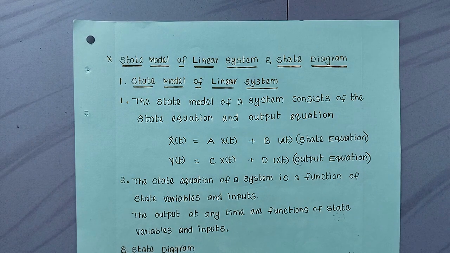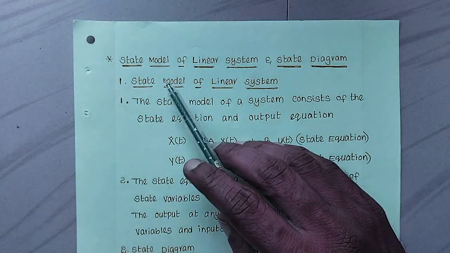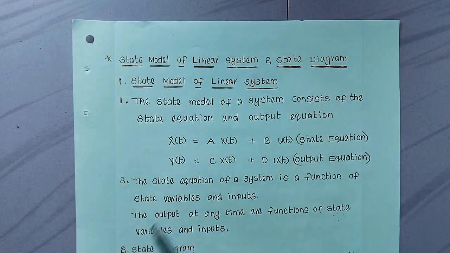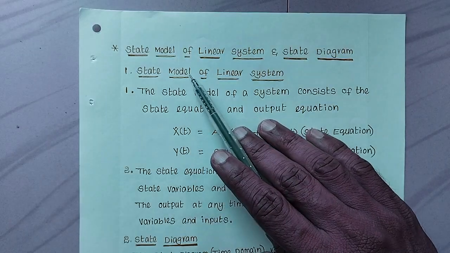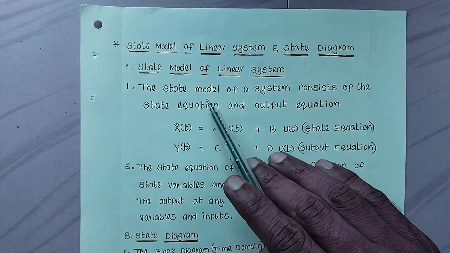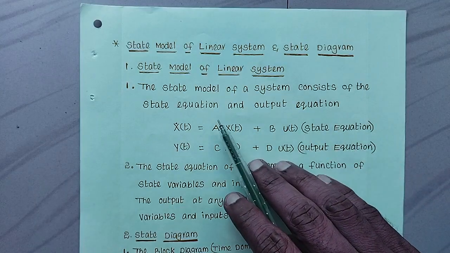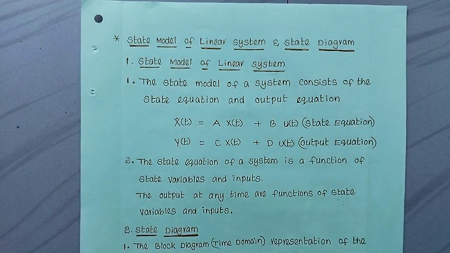State model of linear system and state diagram. So first we see what is state model of linear system, followed by state diagram. So state model of linear system. The state model of a system consists of the state equation and output equation.